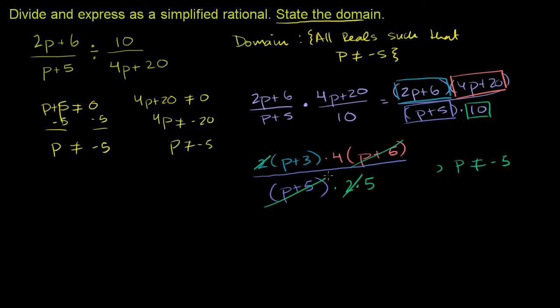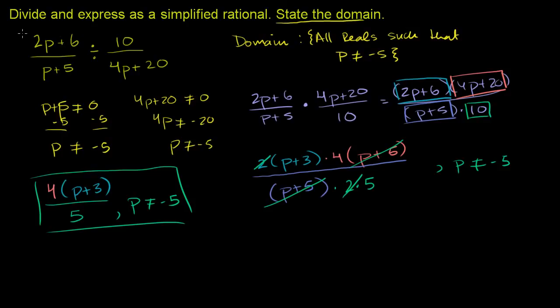So what are we left with? In the numerator, we have 4 times p plus 3 times p plus 3. And in the denominator, all we have is that 5. And we're done. We could write this as 4/5 times p plus 3, or just the way we did it right there. But we don't want to forget, we have to add the constraint. p cannot be equal to -5, so that this thing is mathematically equivalent to this thing right here.